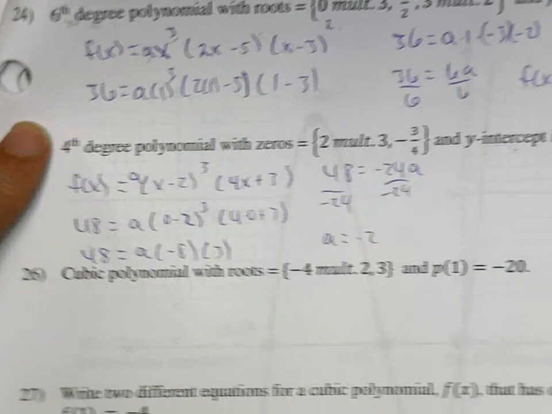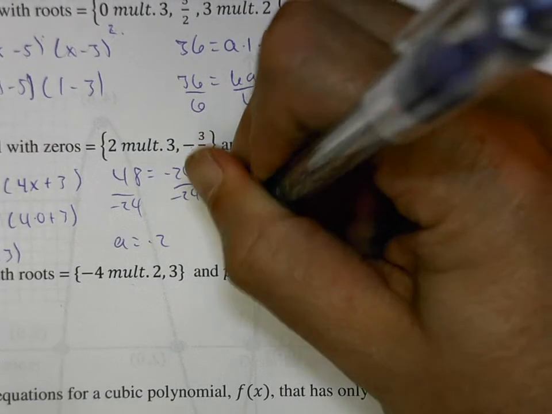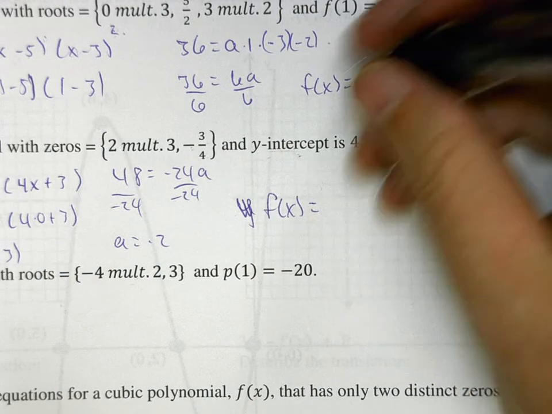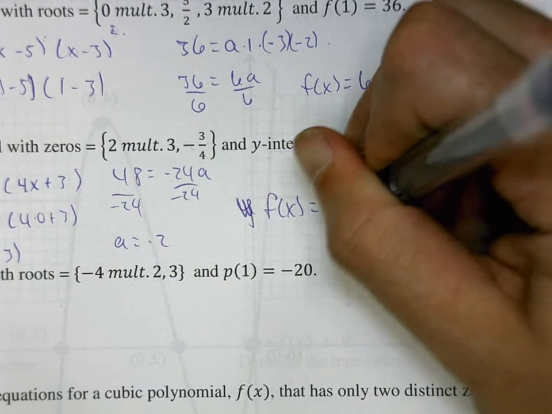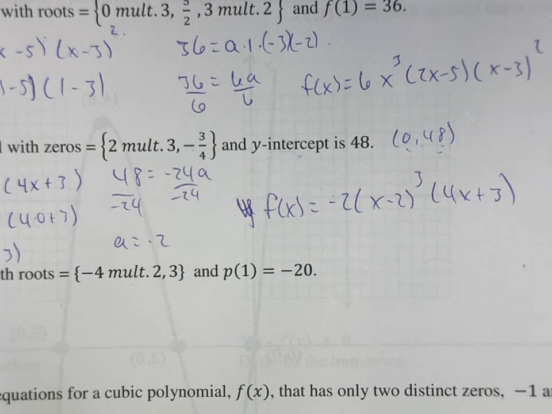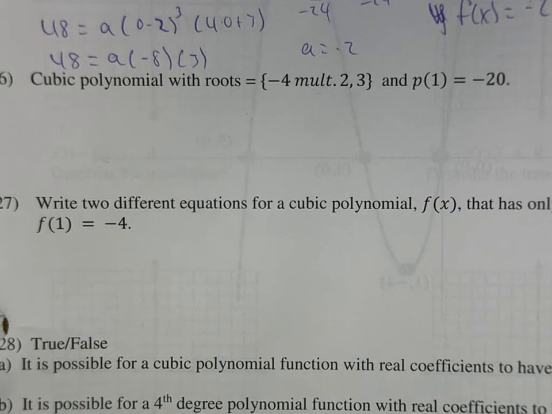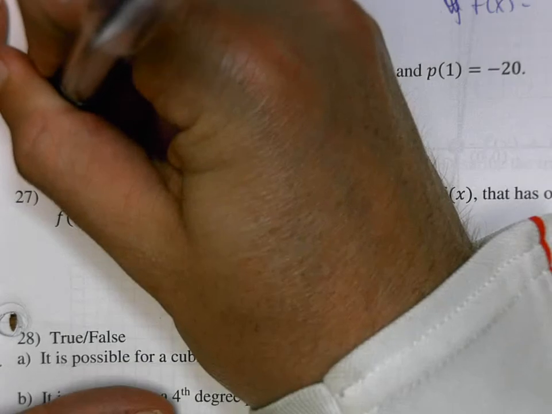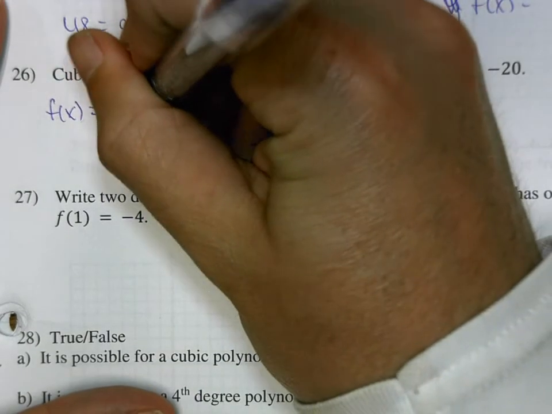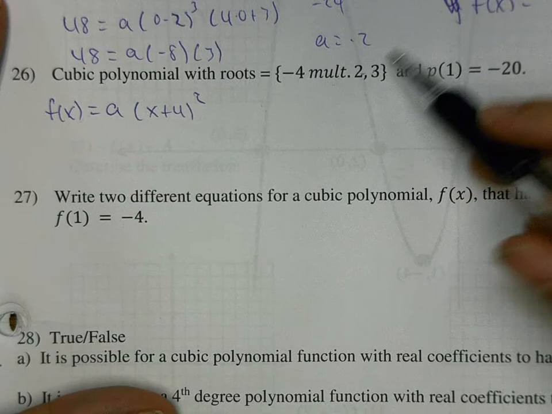So your final equation is f of x equals negative 2, x minus 2 cubed, 4x plus 3. Cubic function. F of x equals a, negative 4 multiplicity 2. So x plus 4 multiplicity 2. And then 3, so x minus 3.